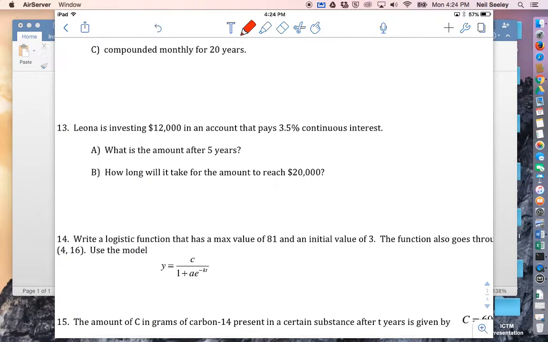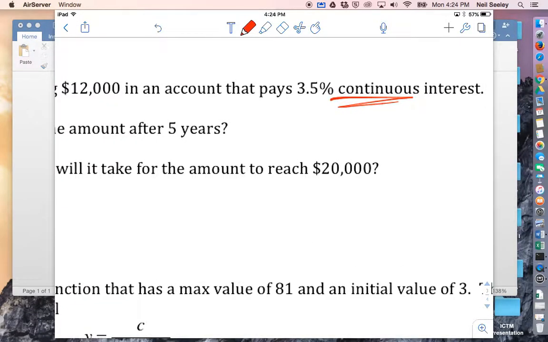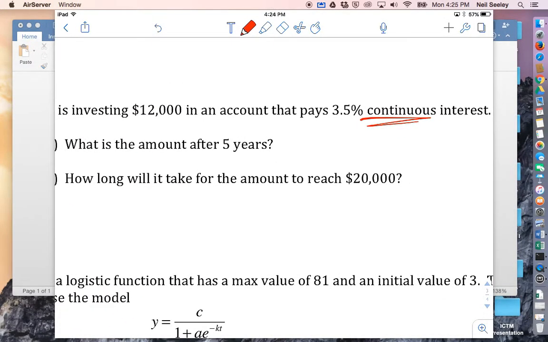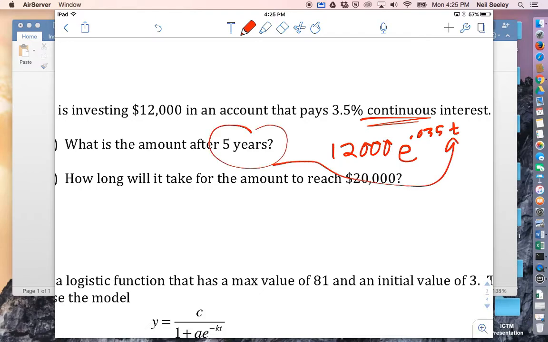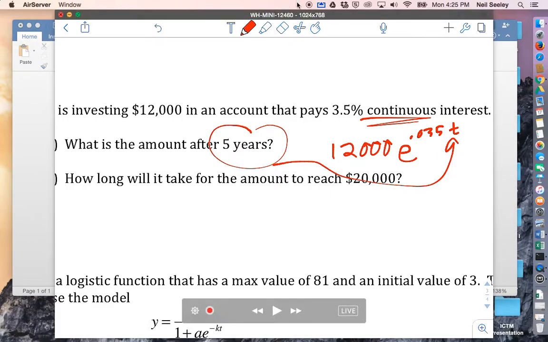I'll get to the next video a little bit later. But remember, your continuous interest means you're using the P E to the r t. So your formula will be 12,000, your initial amount, e to the 0.035 t. When you want to do the 5-year one, you're going to put 5 in for t and call it good. Okay, next video will come with the rest.